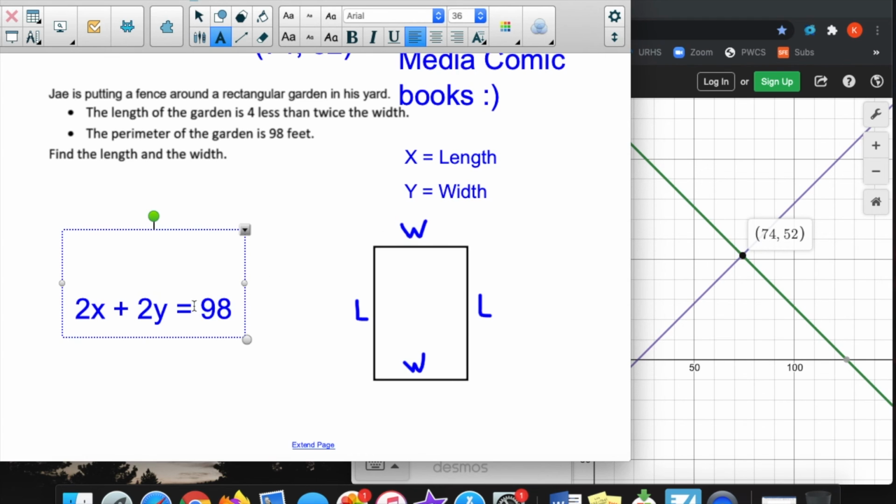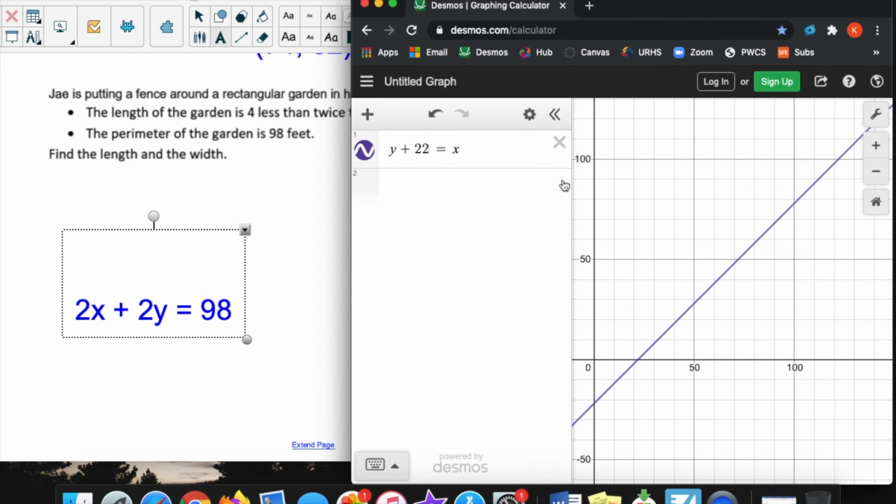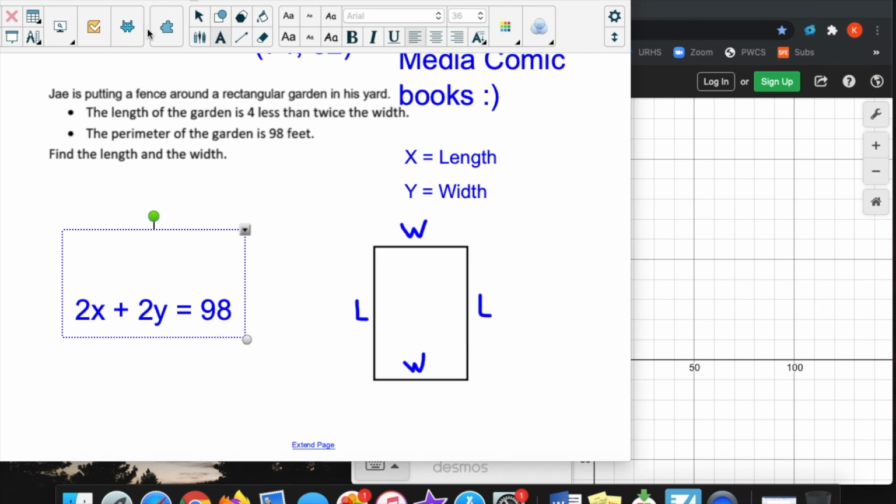Okay, and I'll show you why we don't want to use L and W here instead. That might be easier, just to kind of tie them together. But with Desmos, we do want to use something different here. Okay, so I'll show you that in a second. But first, we need the other equation.